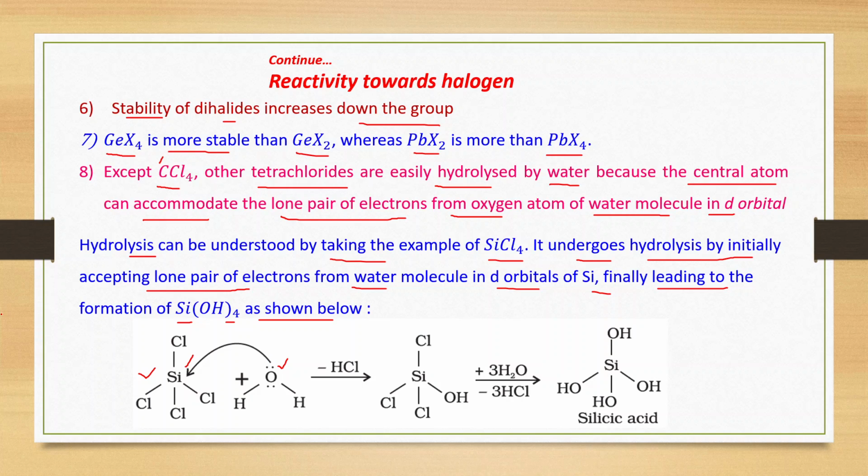Okay, first of all, this bond is made. Then HCl is removed, so we will get this one. Now, in the same way, the remaining chlorine atoms are replaced by OH. Okay, finally we will get this one, Si(OH)4, which is known as silicic acid.